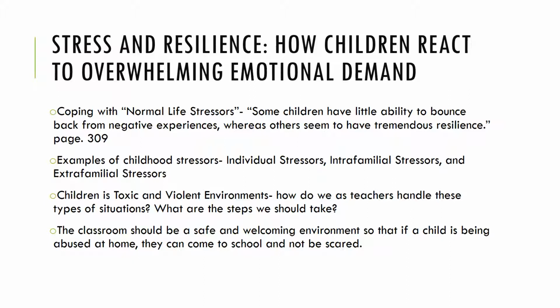The next one is stress and resilience, how children react to overwhelming emotional coping with normal life stressors. Some children have little ability to bounce back from negative experiences, whereas others seem to have tremendous resilience. That comes from page 309. The second sentence says, when stressful situations persist for long periods and when the child is unable to experience relief, symptoms may appear such as increased irritability, depression, anxiety, sleep disturbances, somatic problems, or dramatic increase or decrease in appetite.